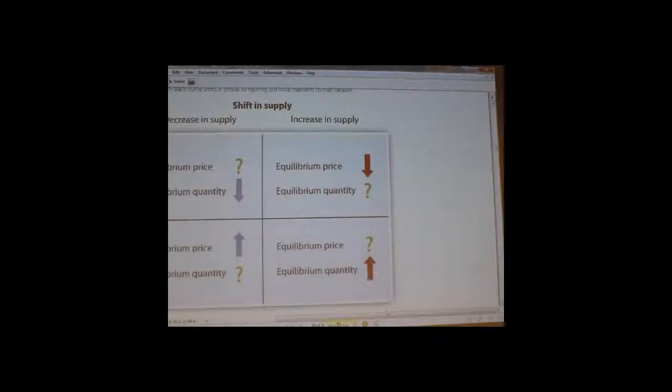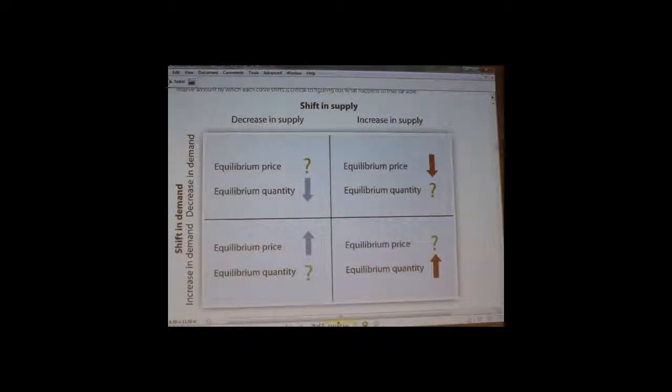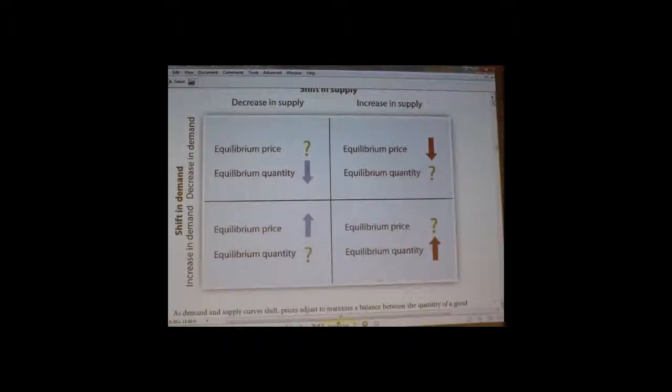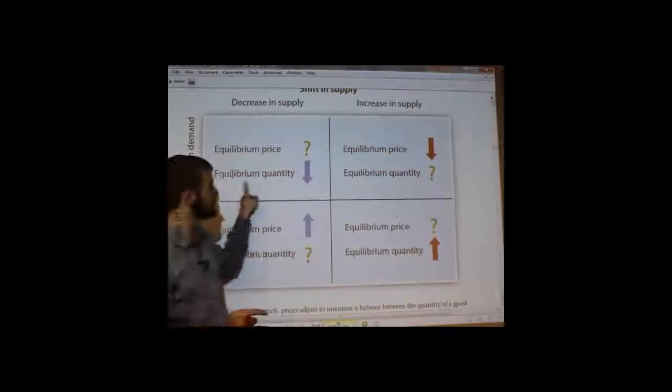In general, here is a table that will show you the effects on prices and quantity when both curves shift at the same time. So here we have, in the top left corner, a decrease in supply and a decrease in demand. This is what we just considered. Again, we don't know what's going to happen to the price. It depends on the relative magnitude of the two shifts. But we can unambiguously say that equilibrium quantity is going to go down.